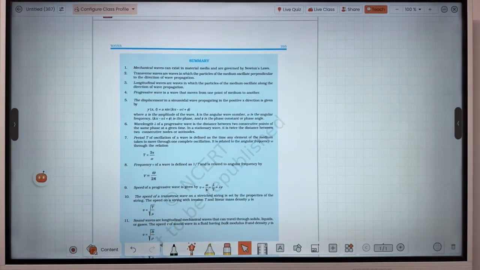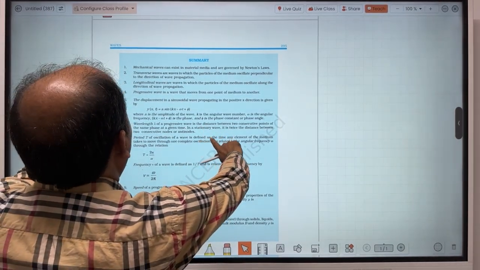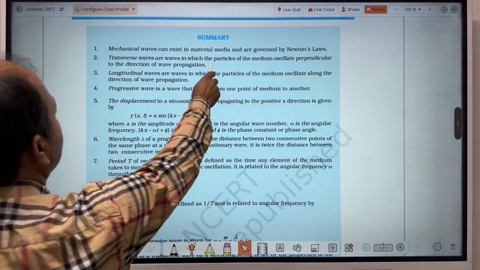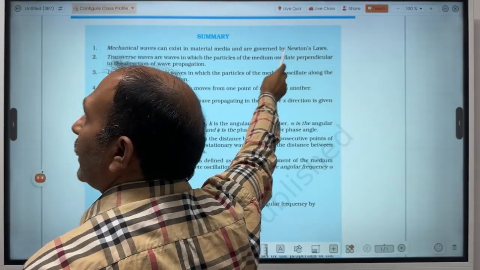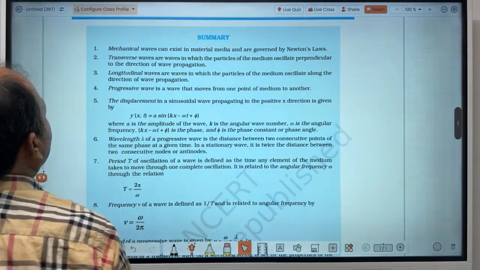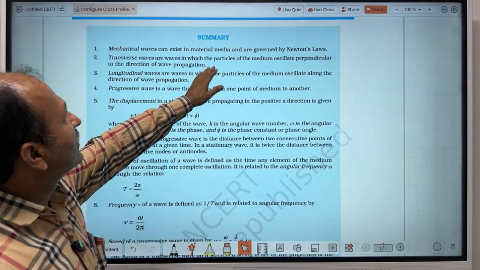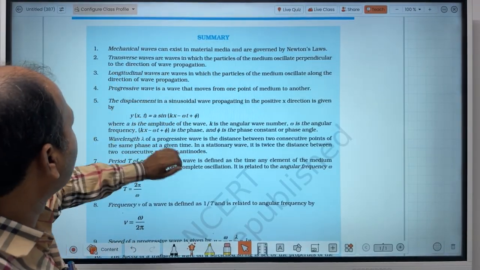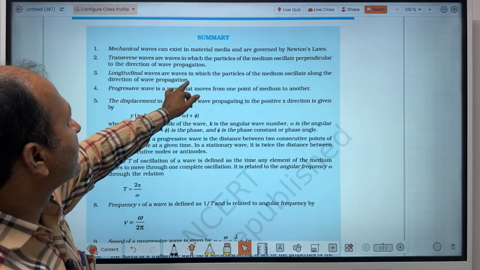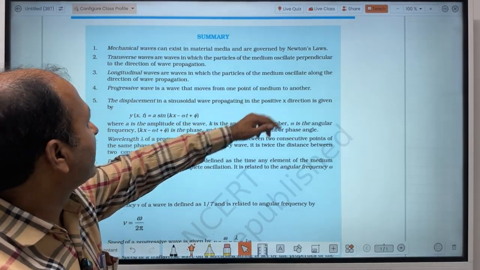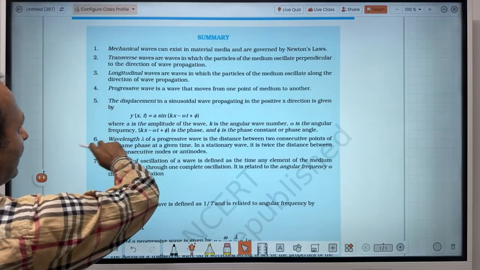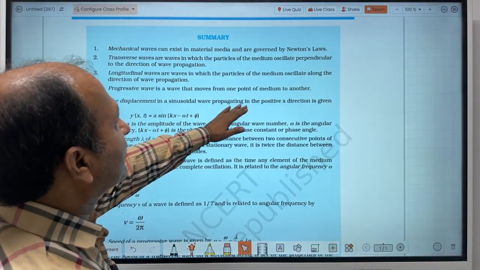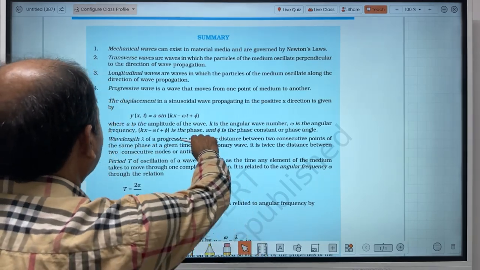Now the lesson is over. Let's have a quick recap of the lesson. Mechanical waves can exist in material media and are governed by Newton's laws. Transverse waves are waves in which the particles of the medium oscillate perpendicular to the direction of wave propagation. Longitudinal waves are waves in which the particles of the medium oscillate along the direction of wave propagation. A progressive wave is a wave that moves from one point of the medium to another.